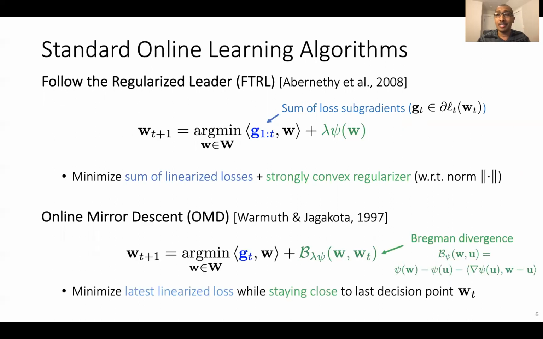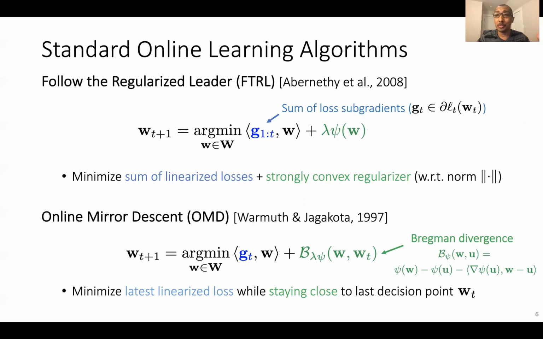Okay, that's FTRL. The second standard algorithm we want to consider is called online mirror descent. In this case, you choose each decision by minimizing just the latest linearized loss. So you take the latest subgradient, GT. But instead of just optimizing that, you also want to stay close to your last decision point. And the way you measure closeness is with respect to a Bregman divergence. So giving the definition of a Bregman divergence here, common example is just squared error. And that's being induced by your strongly convex loss function psi. Okay, so those are online learning algorithms.